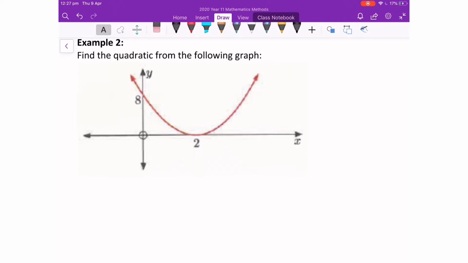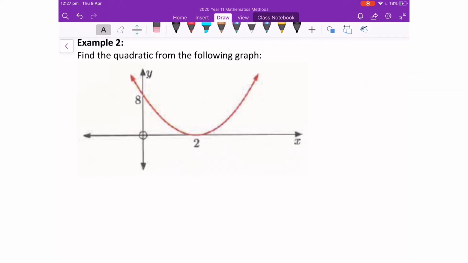The first video showed you a graph where there were very clear x-intercepts or roots, but in this graph you can see that I've actually given one turning point, or in fact it's actually one x-intercept. Okay, so let's have a look at this graph.